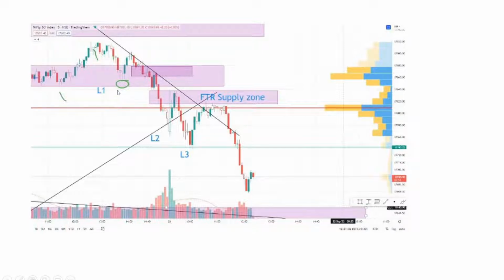So let us see this again. There is an L1, low 1. This is broken. We get a low 2. Again, this is broken. This is L3. And now we have to consider the zone that is created by this L2. And this zone is known as the FTR supply zone. So whenever price reaches back to this zone, the selling again starts.